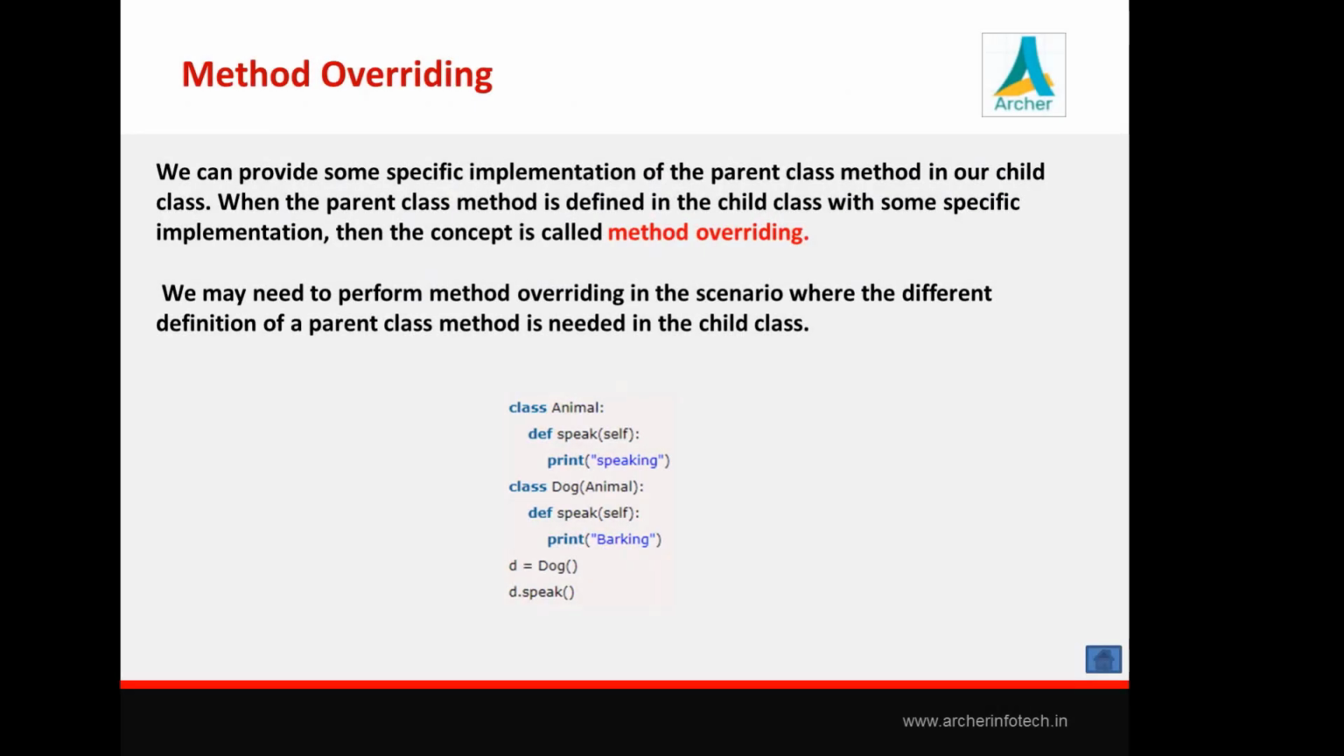Now next, method overriding. Method overriding is nothing but redefining a parent class method in a child class. There may be a requirement that we want some specific implementation of the parent class method in a child class. So if you define a parent class method in a child class with some specific implementation, then that concept is called method override.